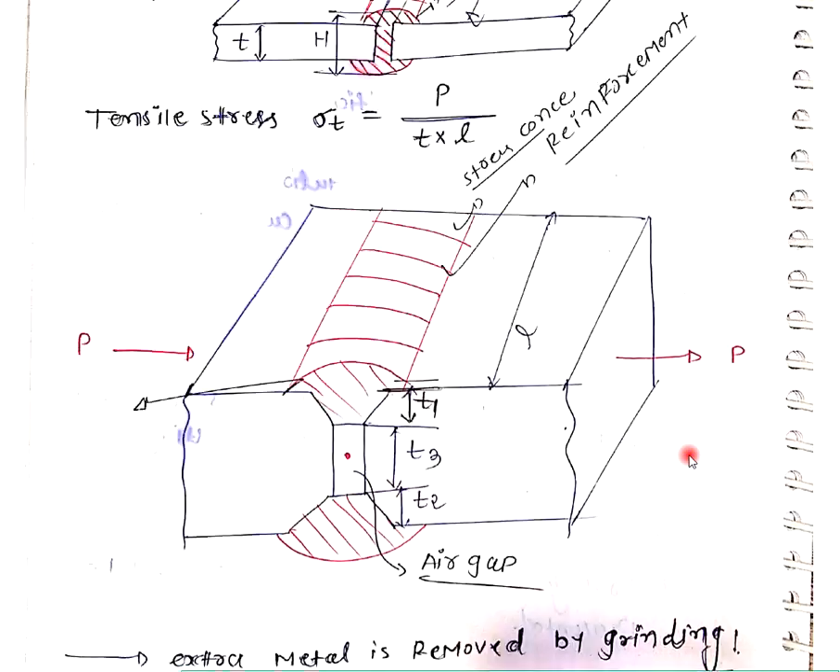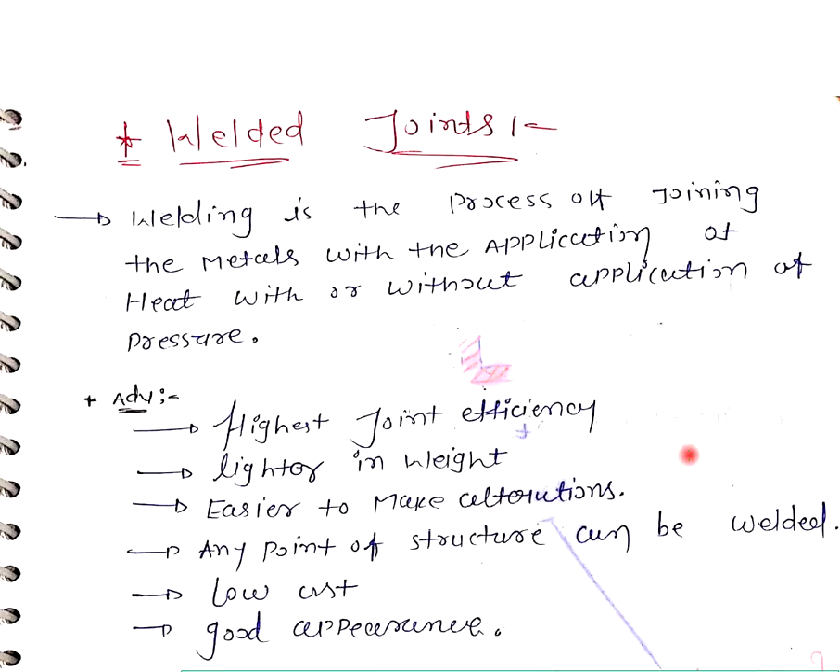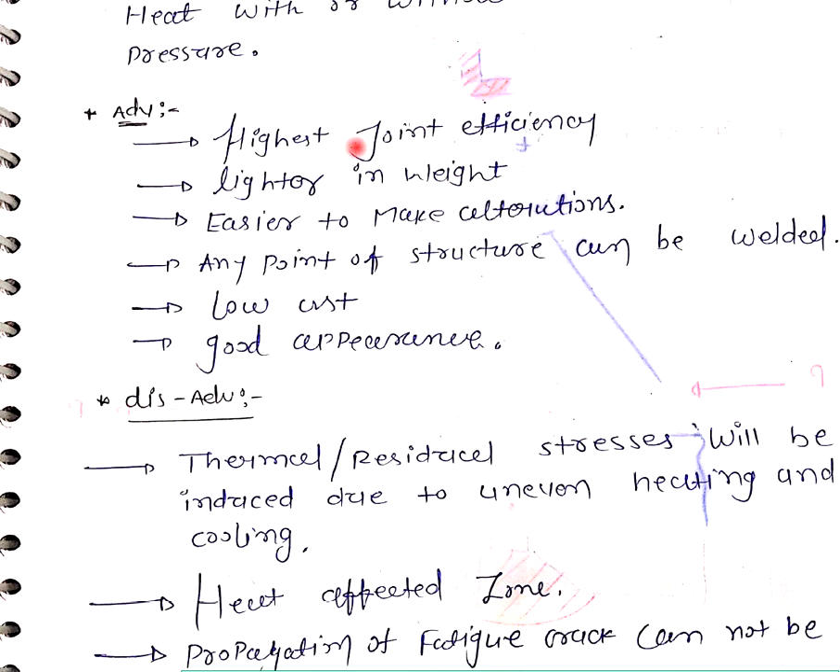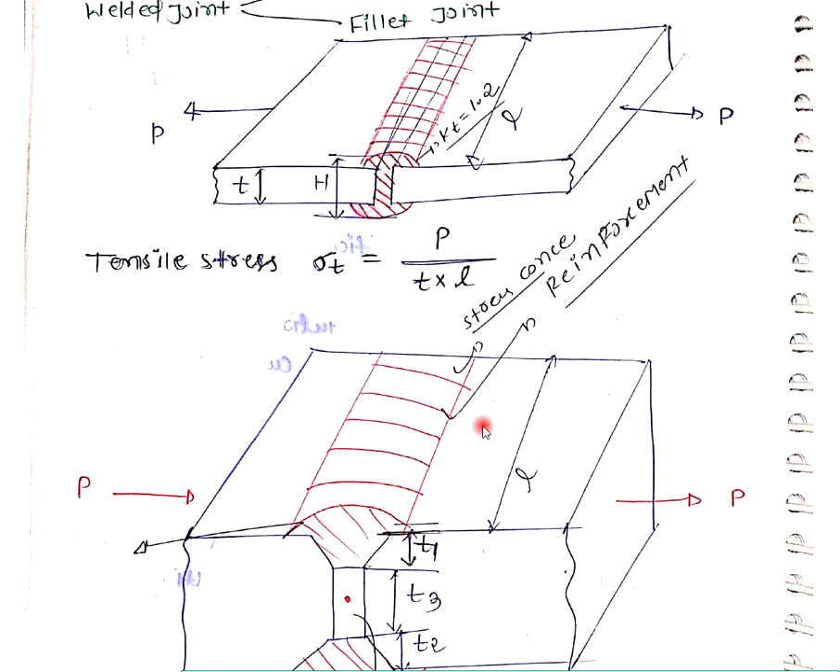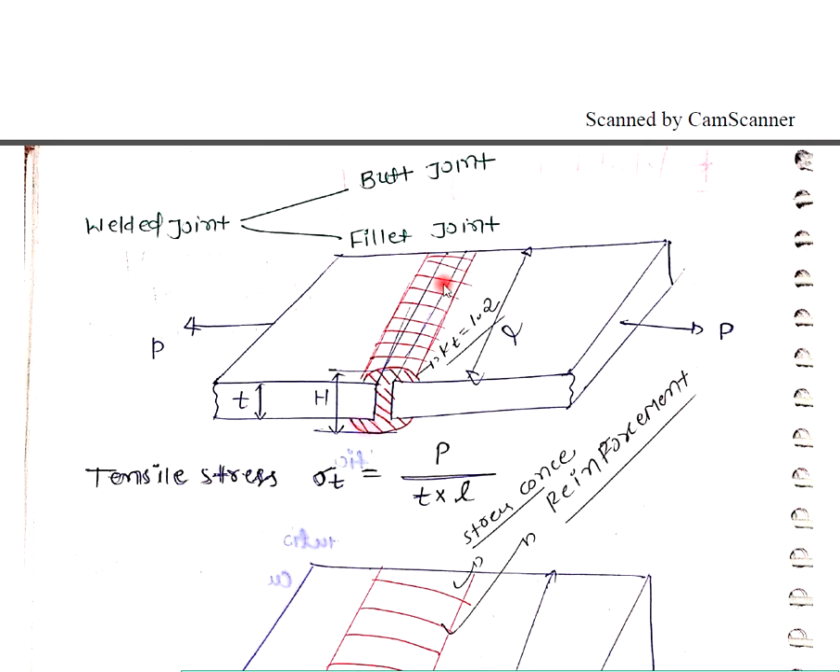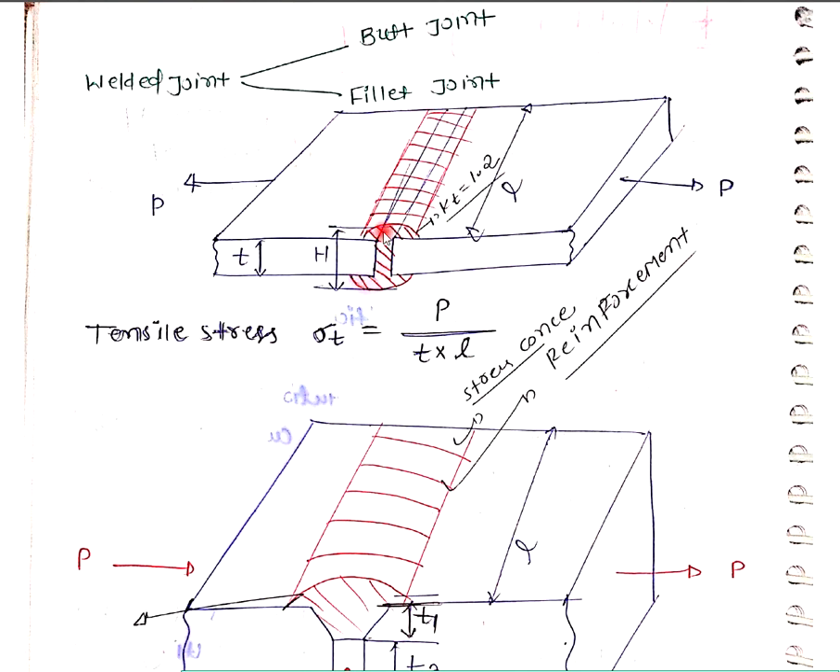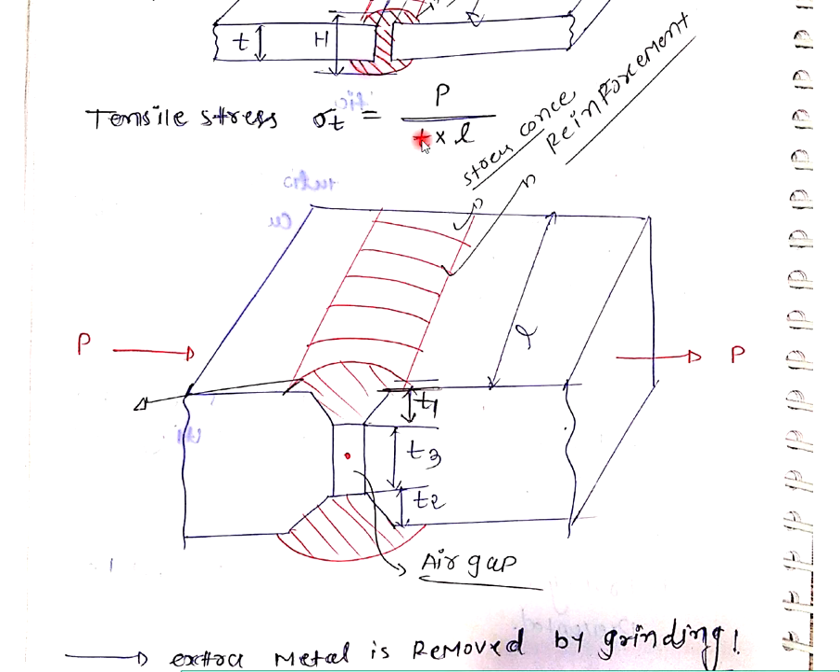Again I am repeating the same thing in a very fast way. So what are the welded joints? Advantages: higher joint efficiency, lighter in weight, easier to fabricate, low cost, good appearance. Disadvantages: thermal stress will be induced due to uneven heating and cooling, and a heat affected zone. We have two types of welded joint: butt joint and fillet joint. For the butt joint, plates are parallel and will be joined. Here the tensile stress sigma T is equal to P upon TL, where T is the thickness of the plate.